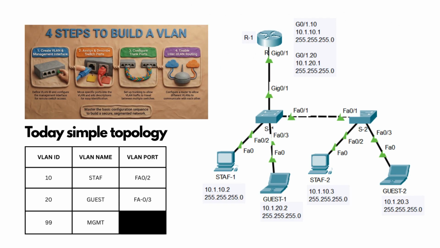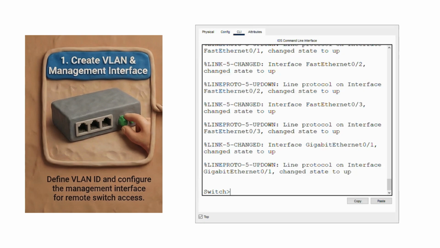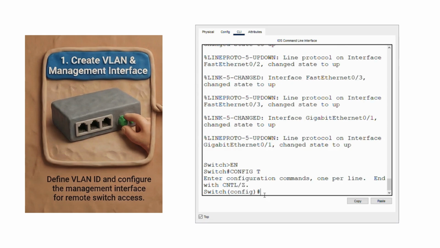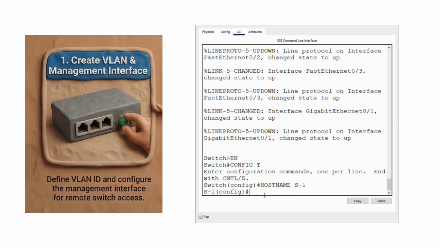Today we will create a simple topology involving 1 router, 2 switches and 3 VLANs. For better management, we change the host name of each device accordingly. Then we can continue to create the VLAN.